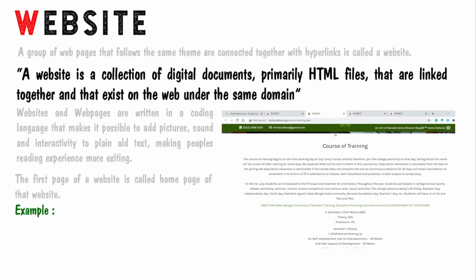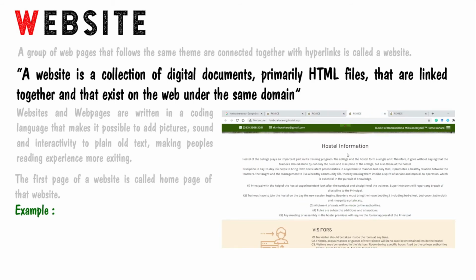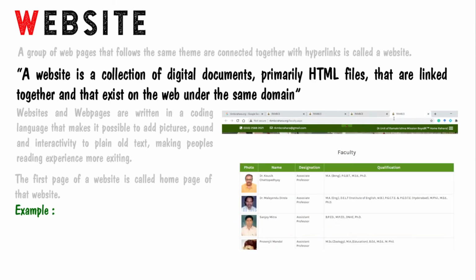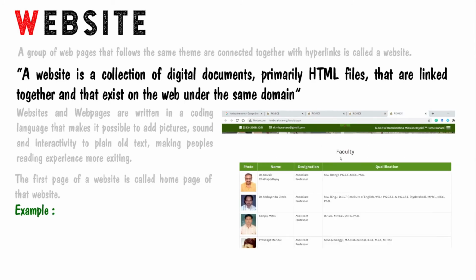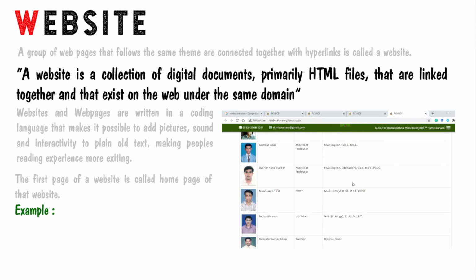This is the web page of our courses. This is the web page of our hostel information, and this is the web page of our faculty information.